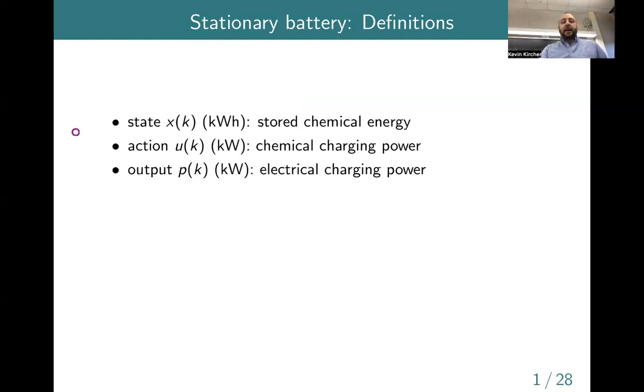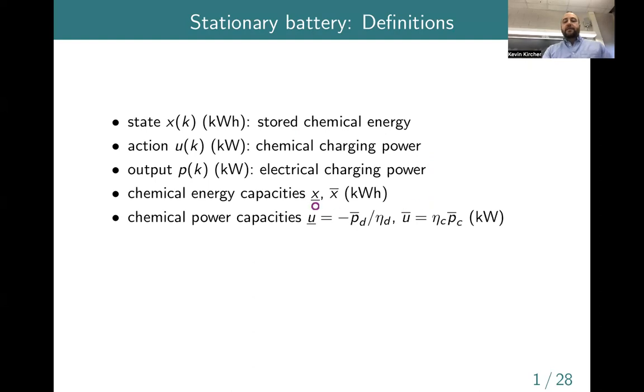Okay, so for a stationary battery, we'll recall that the state, we're just calling it X, is in units of energy, and that's just the chemical potential energy that's stored in molecules inside the battery. And the action we can think of as the charging power. And then the output of the system we can think of as the electrical charging power. And so these things are positive if we're putting energy into the battery and negative if we're taking energy out of the battery.